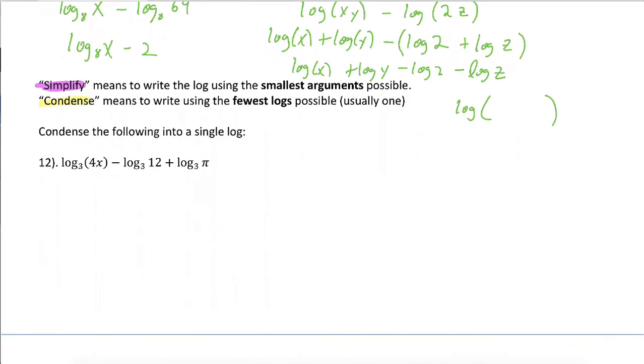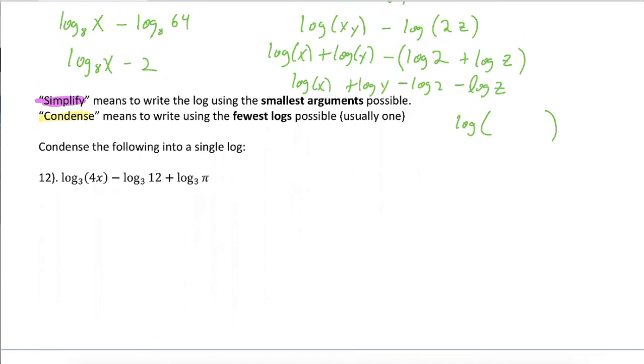So if we look at this example, we're going to take the log base 3 of 4x minus log base 3 of 12 plus log base 3 of pi. And yes, those are the logs of products, so we could simplify that by chopping them up into smaller parts. But that's not what the directions said. The directions said condense. So we're going to take the log base 3 of 4x minus the log base 3 of 12, and condense them because it is a difference of two logs. We're going to condense that into the log of a quotient, 4x over 12, which I will simplify to x over 3.